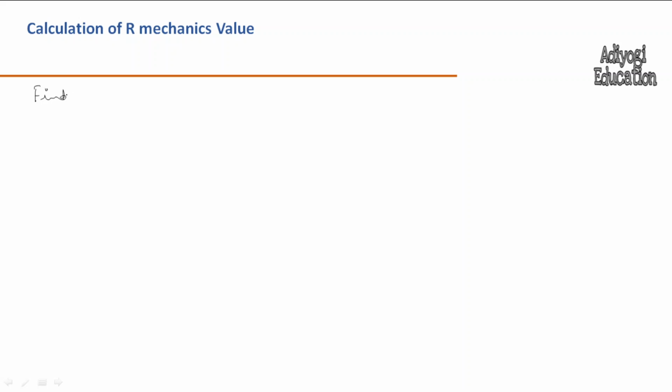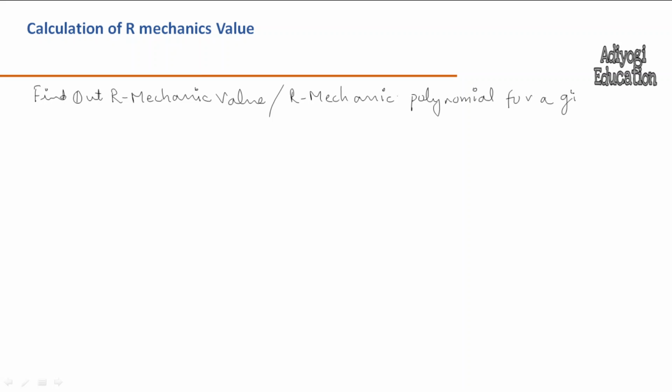Look at the question: find out the R mechanic value. Sometimes they call it value, sometimes they call it R mechanic polynomial, for a given quadratic equation. So let's take x square plus 2x plus 1 equals 0.